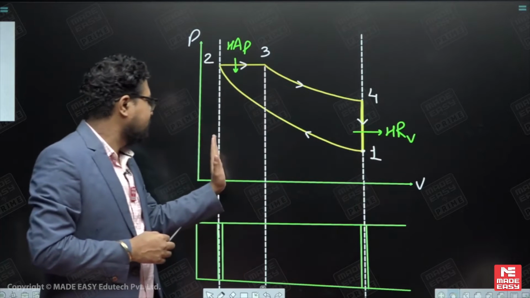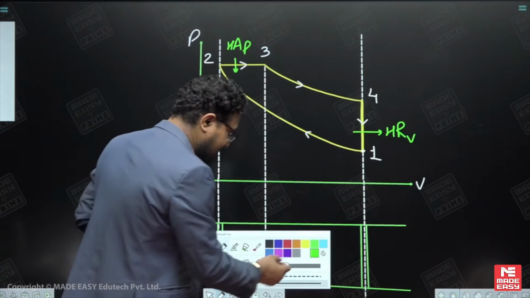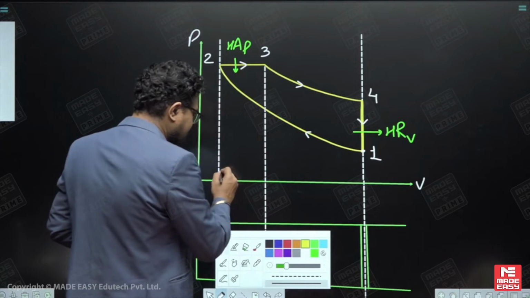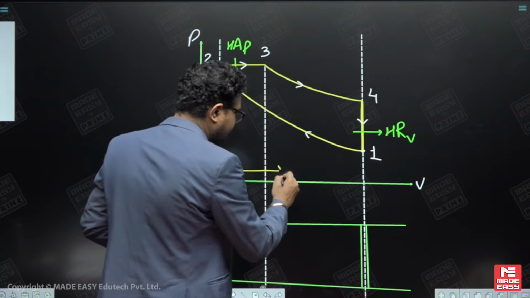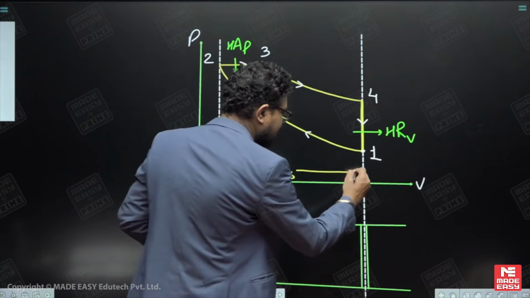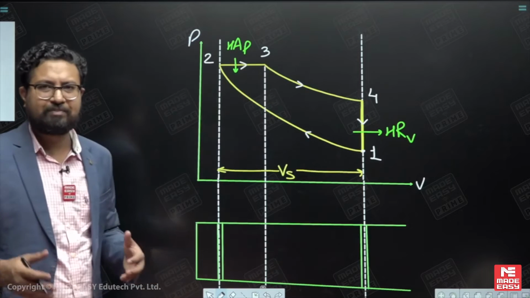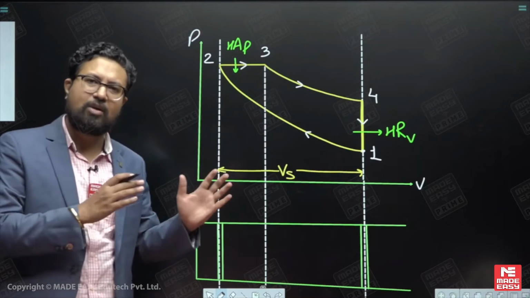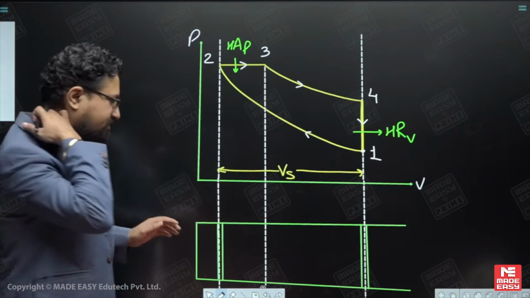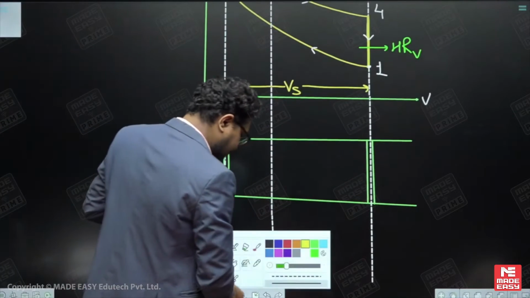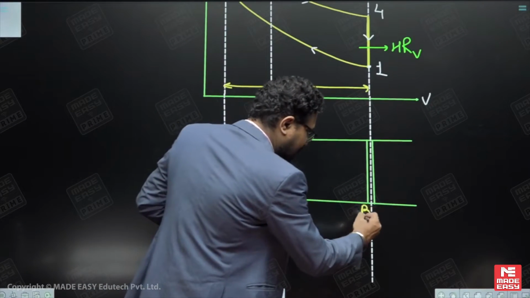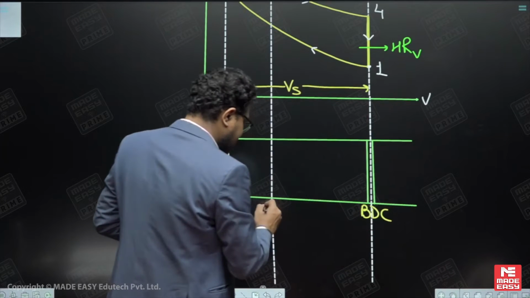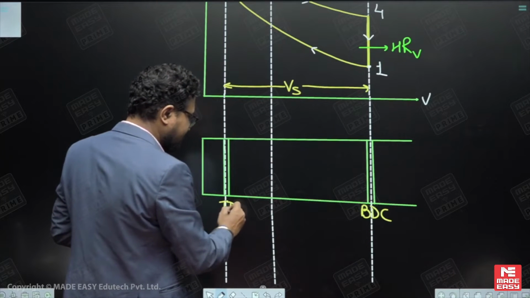So 1 to 2 is the stroke volume. If you see in the problem, 1 to 2 is the entire stroke volume. This is called VS, stroke volume or the swept volume, when the piston moves from top dead center to bottom dead center or bottom dead center to top dead center. So this is the position of the piston which is called bottom dead center, and this is the position which is top dead center.